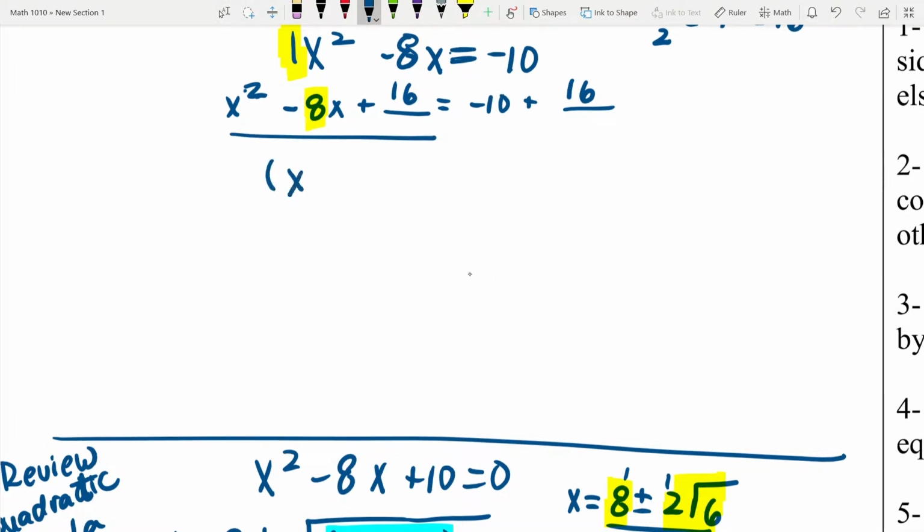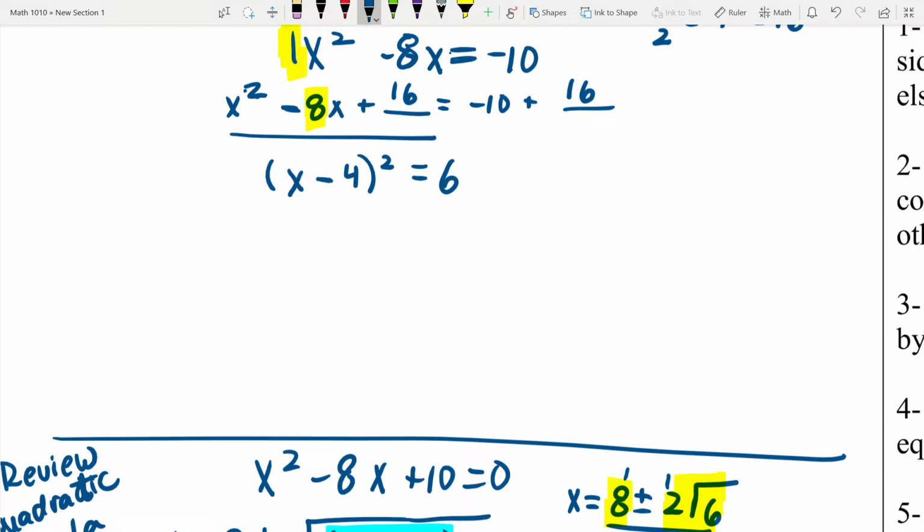So it goes to an x. Do you see how this 8x right here is a negative, guys? I'm going to put my negative right there. And then all you have to do is see that 16. What's the square root of 16? 4. So it looks like that. And then a negative 10 and a positive 16 is a positive 6.